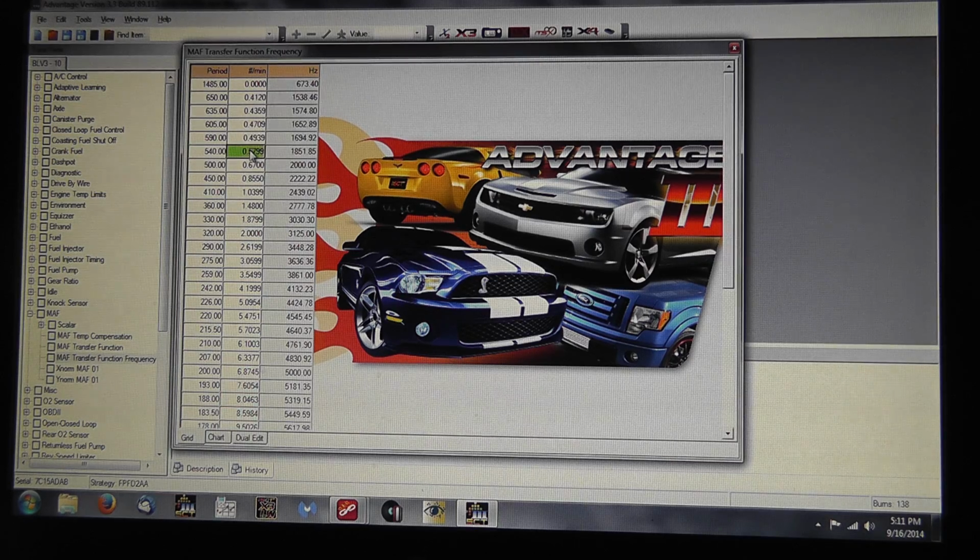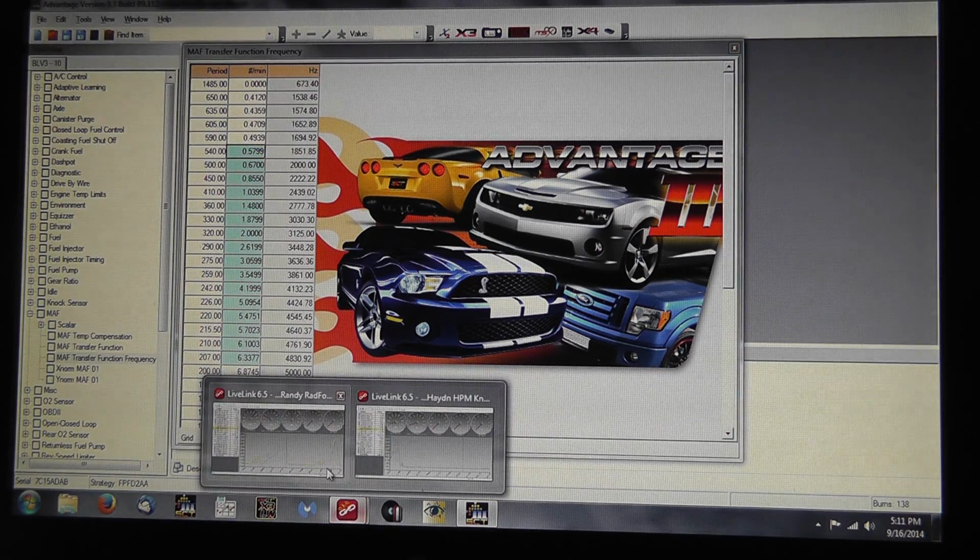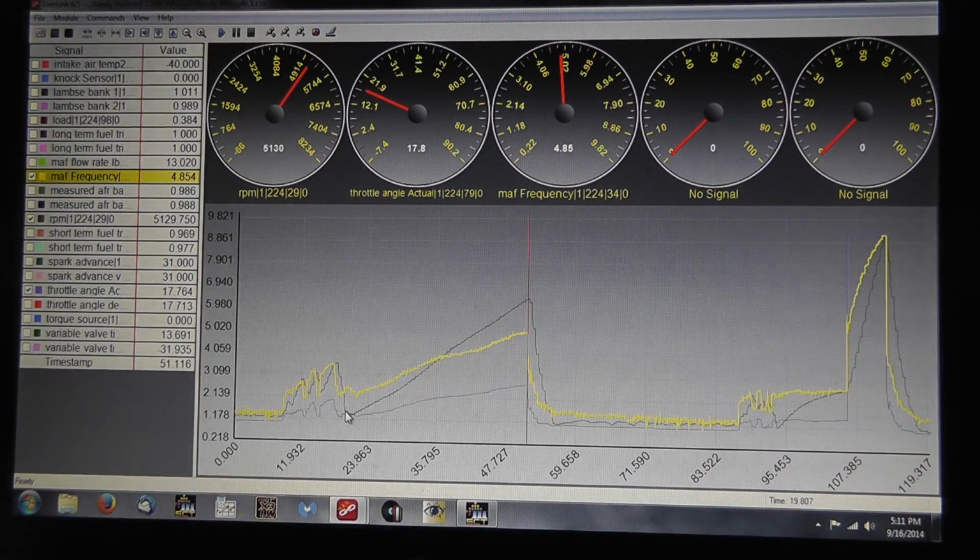So I'm missing this whole portion of the MAF curve because his part throttle pull was done too quickly with too much throttle angle. What we want is just enough throttle to get the car to accelerate, and that keeps the MAF frequency low. That means low throttle angle, don't tip in heavy, and get a nice smooth curve to 5,000.